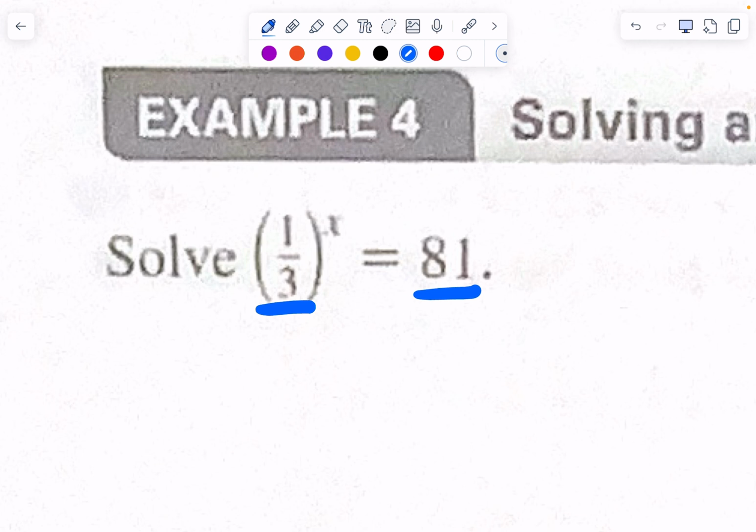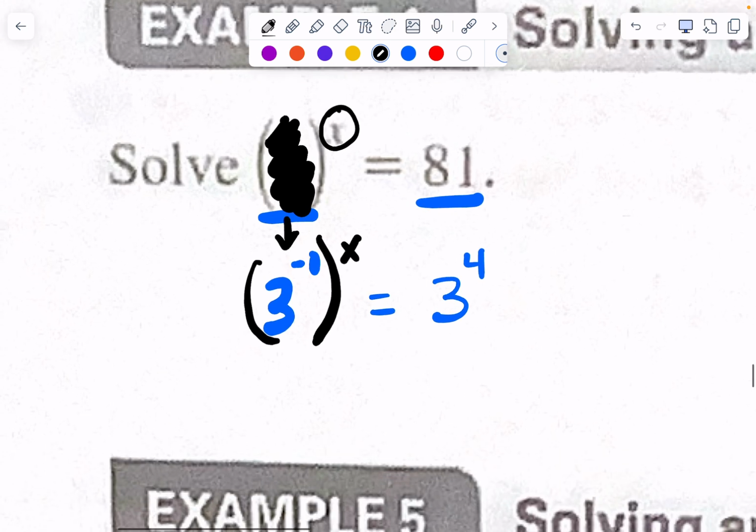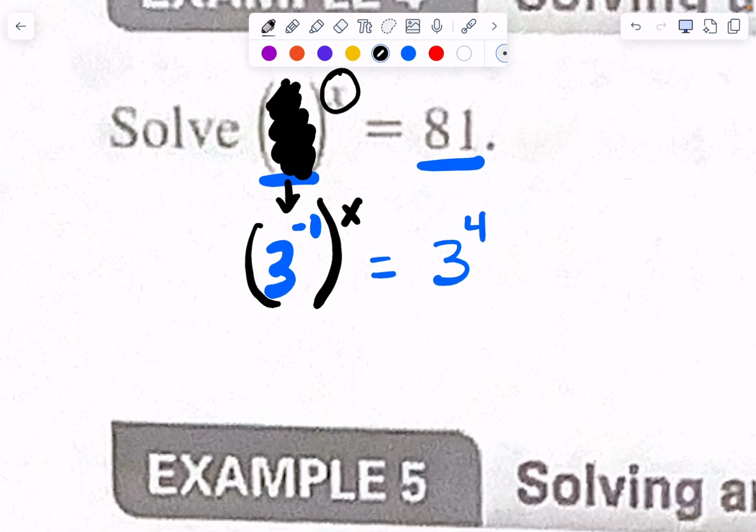I know that 1/3 is like saying 3 to the -1 power. Does that make sense? And what's 81? 3 to the 4th power, right? Now, I have to have this x go somewhere, because that was part of the original. So 3 to the -1 power is just taking the place of 1/3, and there's still an x there. This is what's called the change of base. You're changing the base on both sides.